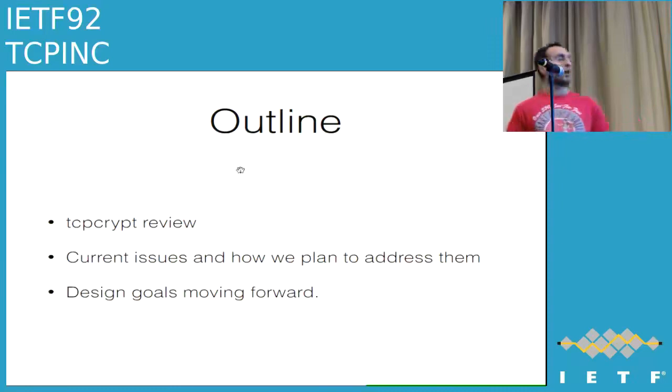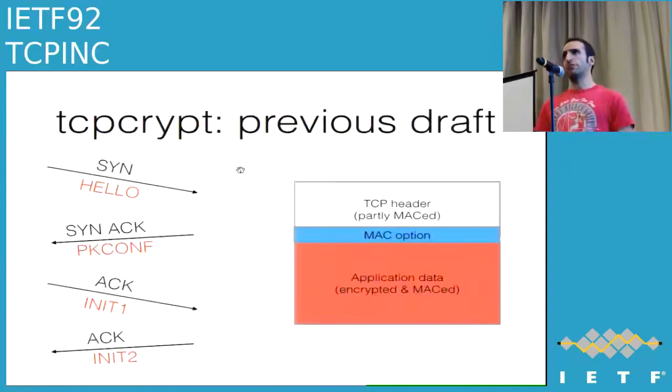All right, so this is the handshake protocol. It's a four-way handshake, mostly in TCP options. The init1 and init2 messages are sent in the payload because they're big, and I'll talk a little bit more about them later. And then what we do is we encrypt and MAC payload data, and we also MAC parts of the TCP header. And we stick that MAC in a TCP option. So that's our current design and what we've started with.